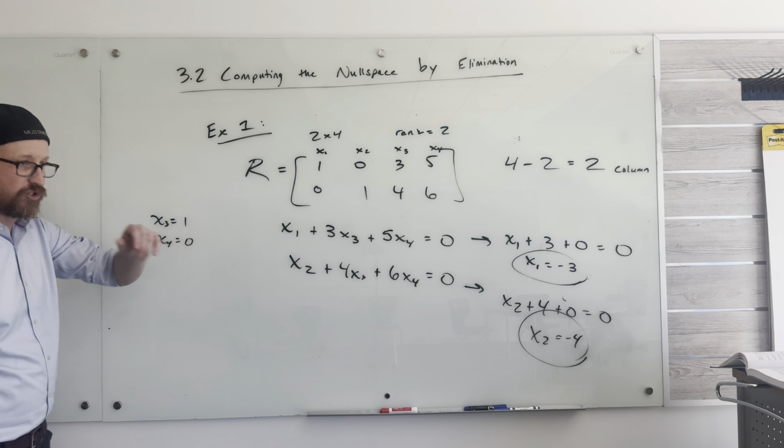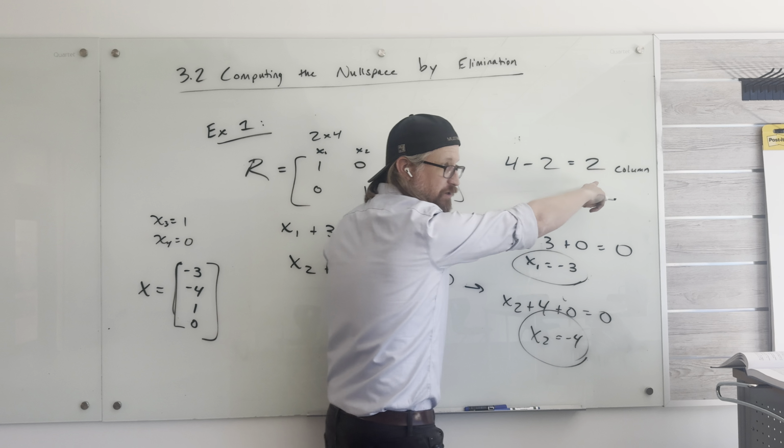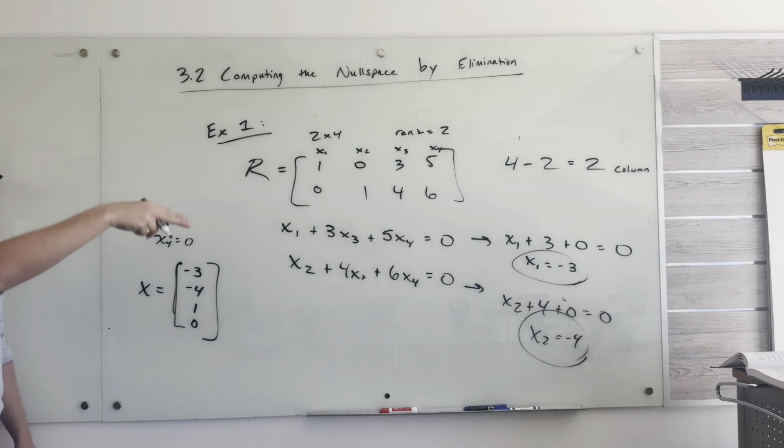Now again, I should have 2 vectors in this null space because I have 2 columns that are independent, or sorry, excuse me, dependent. 2 are independent, 2 are dependent. So to find the other vector, then I just swap this orientation.